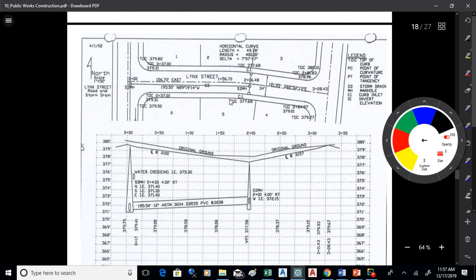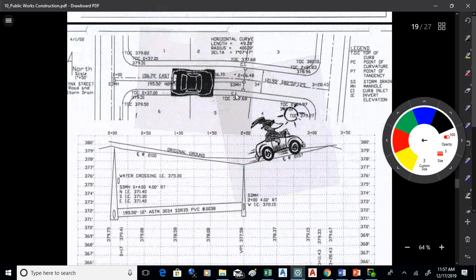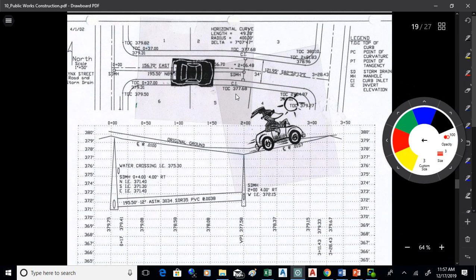So this is an engineering plan that shows, in this case, water and storm drain. This is called a plan and profile drawing. Okay. So what we have here on the top, we have a bird's eye view, like you're in a helicopter looking down on the road. So that's a top view, and that's called the plan view.